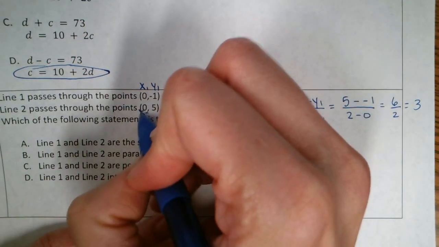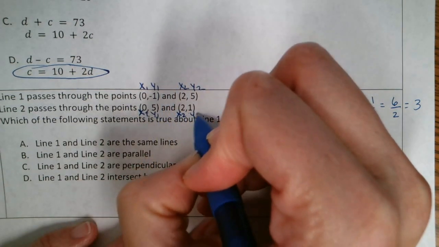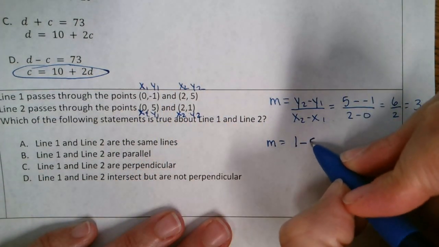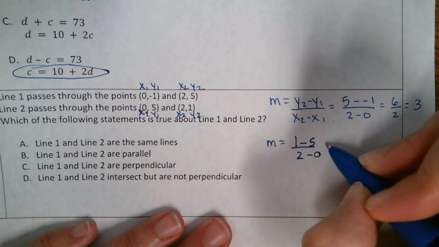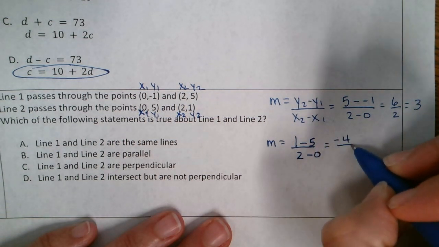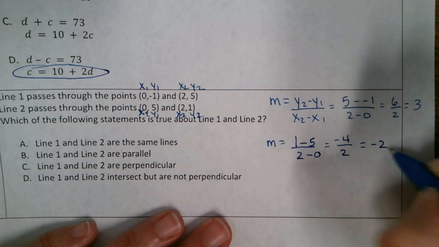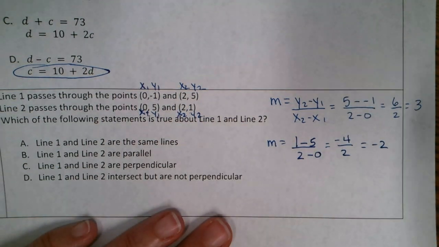Line 2, x1, y1, x2, y2. 1 minus 5 over 2 minus 0. 1 minus 5 gives me negative 4. Negative 4 over 2 gives me negative 2.